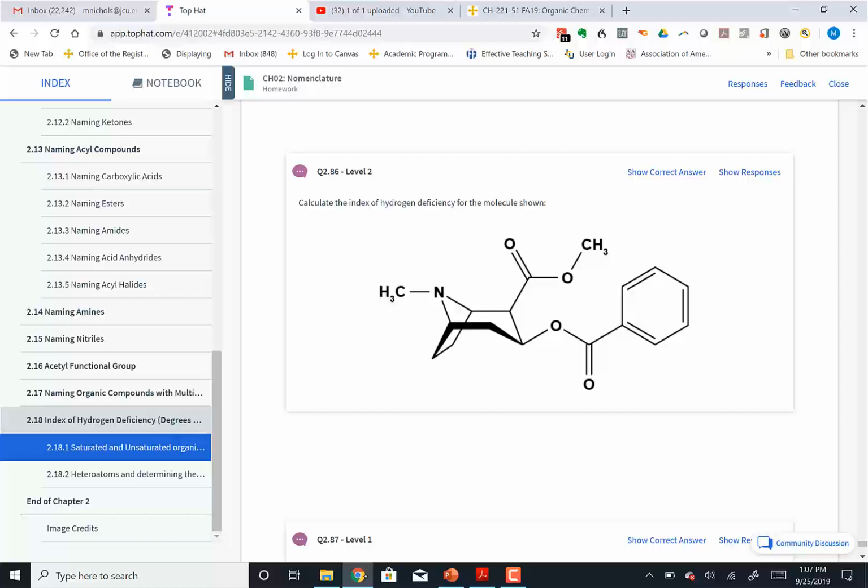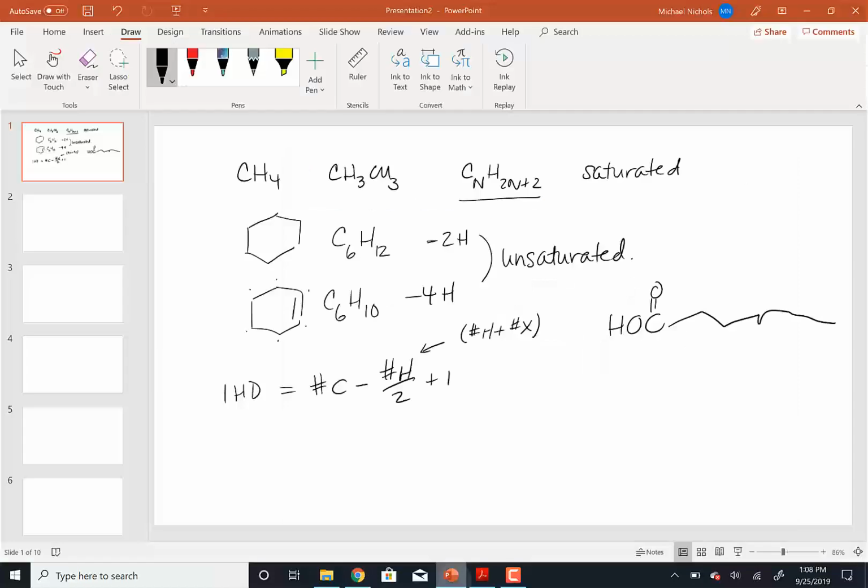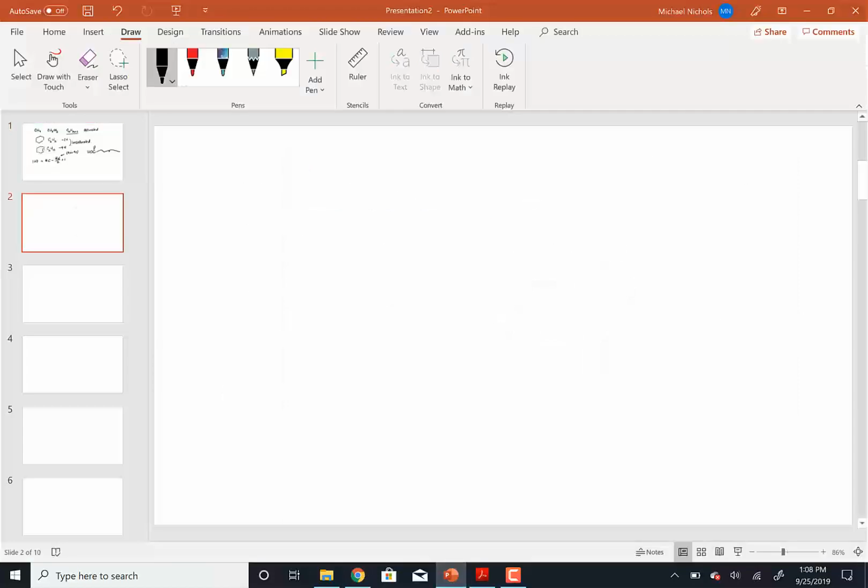This was the molecule: how many indices of hydrogen deficiency are there in this molecule? What you can do is count the number of rings and double bonds, or rings and multiple bonds, in that molecule.